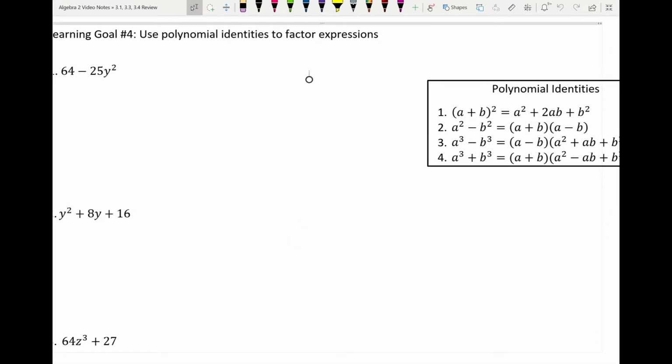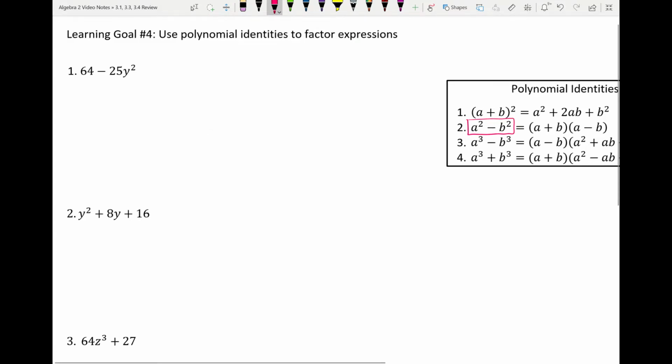number 1 matches up closely with a squared minus b squared. And the reason why is that this is a perfect square and this is a perfect square. So I know that the square root of 64 is 8. I know that the square root of 25 is 5. So I know it works out nicely.